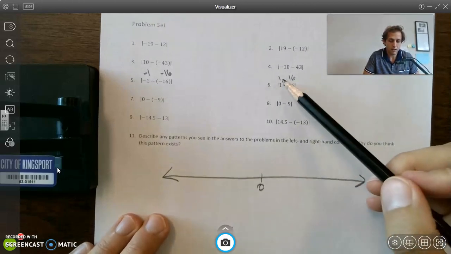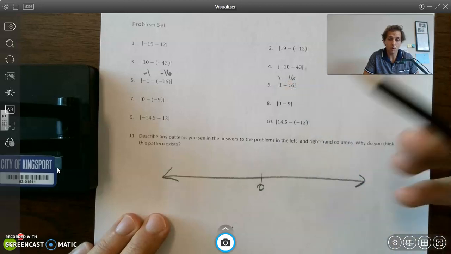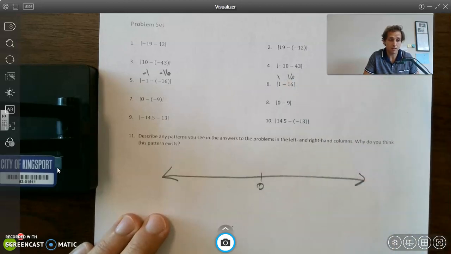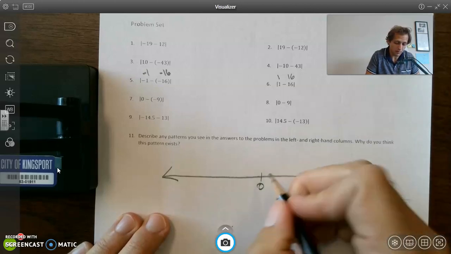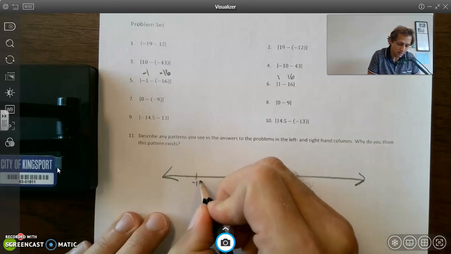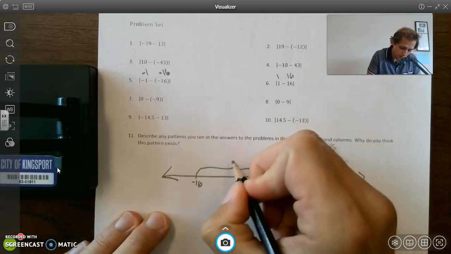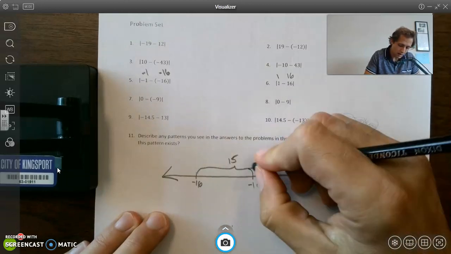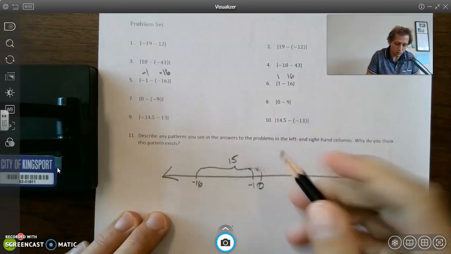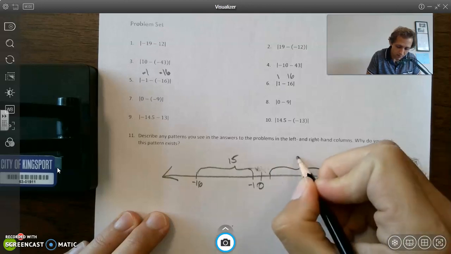Because we are taking the opposite of both numbers, they're going to remain the same distance apart. So if I'm looking at two negatives, like negative 1 and negative 16, those are going to be 15 apart. And if I'm looking at two positives, like 1 and 16, those are going to remain 15 apart.